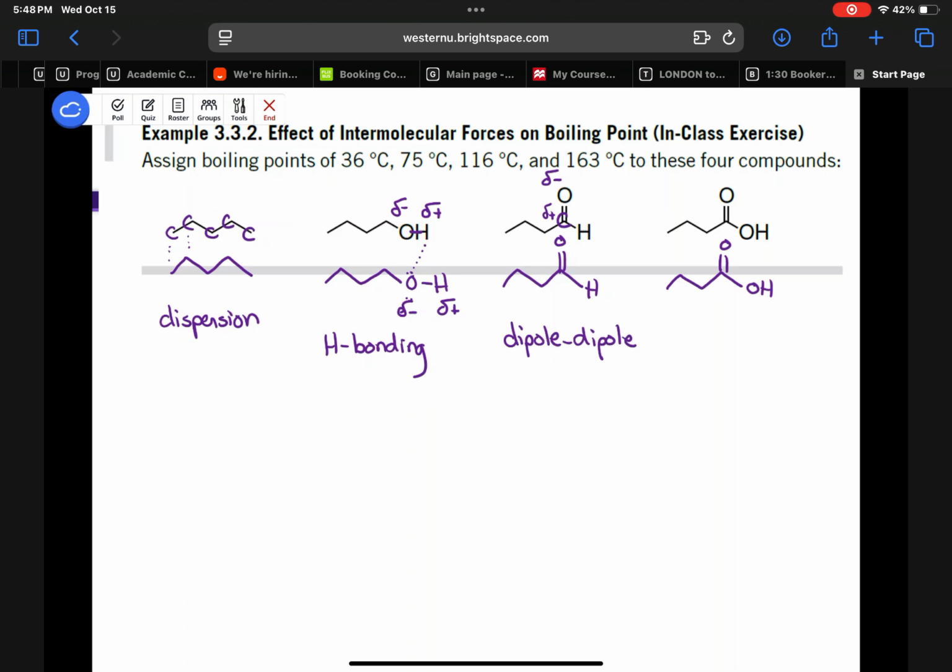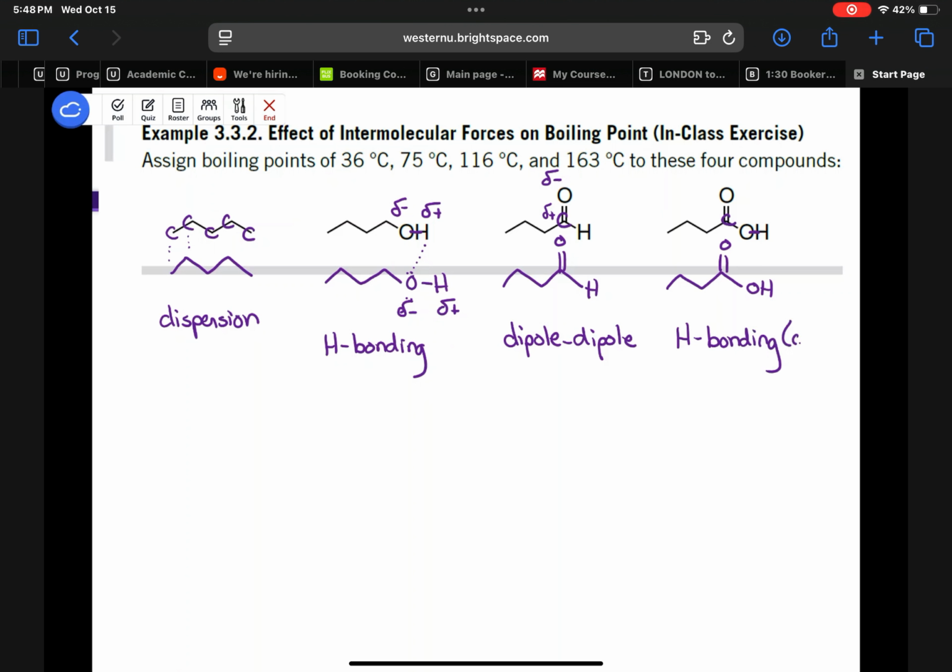Then our final compound here, we have a carboxylic acid. So we have that carbon double bond to oxygen, which can have dipole-dipole interactions. We have the carbon chain that can have dispersion forces. And then we also have the oxygen to hydrogen bond, which can undergo hydrogen bonding. We usually talk about the strongest type of intermolecular force, so I'm going to classify this as hydrogen bonding.